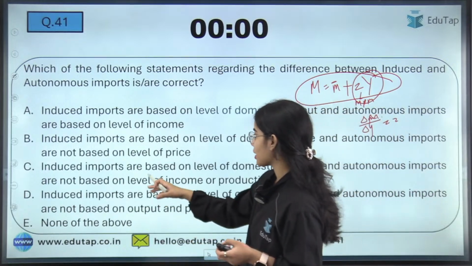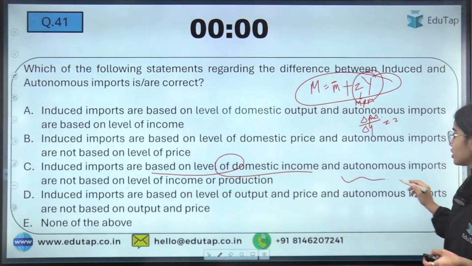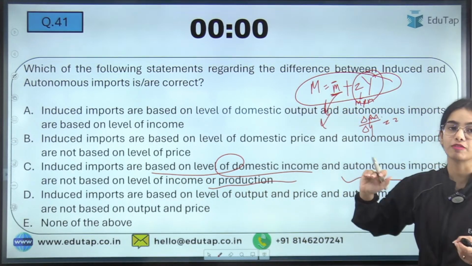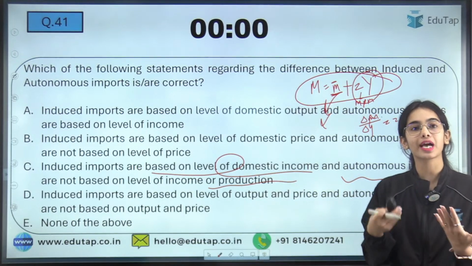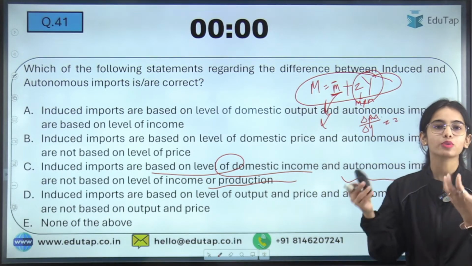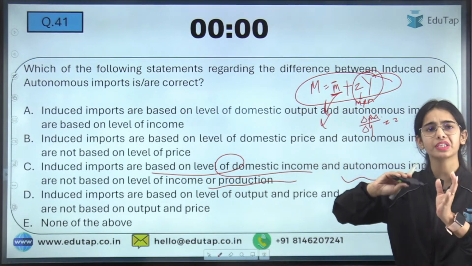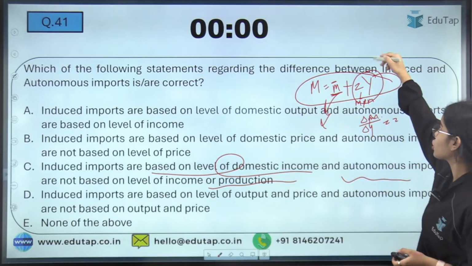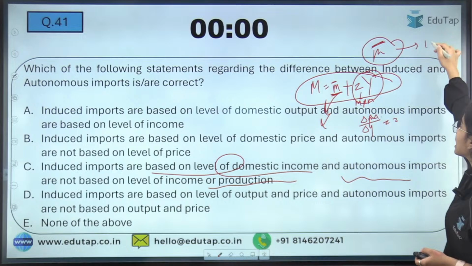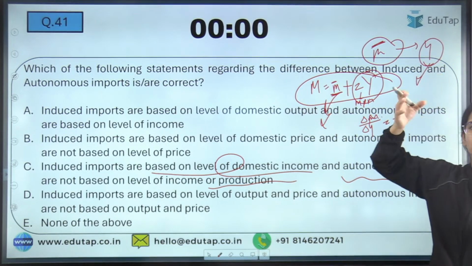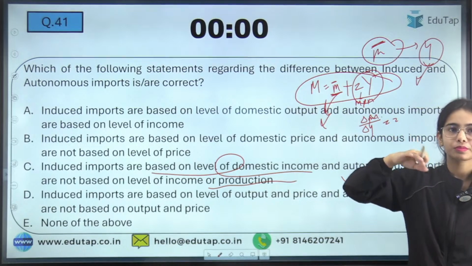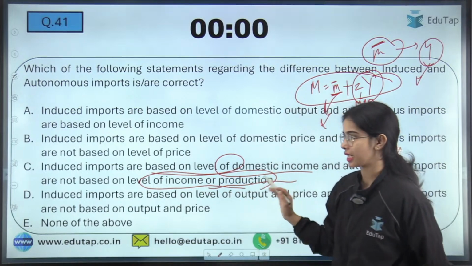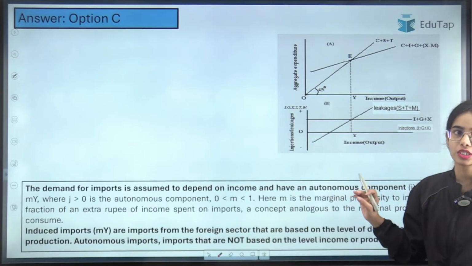Induced imports are based on the level of domestic income, and autonomous imports are not based on the level of income. Like we have to import oil. Even if we have zero income, we will try to take it from other countries on the basis of our past savings or something. So autonomous imports do not depend upon the current income of our country. They depend on the loans that we can take, or on the past savings of our country. They are not based on the level of income or production in our country. So C is the right answer.